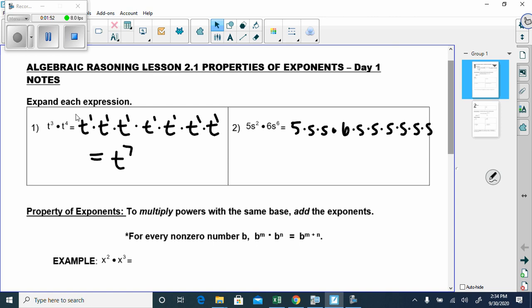Now, we did have a rule for our variable over here, but I actually can multiply the numbers together, right? So what does 5 times 6 give me? 30. Okay. So I have 30, and then all of these are the same letter. And how many did we have? 8. So I will have 30s to the 8th power.